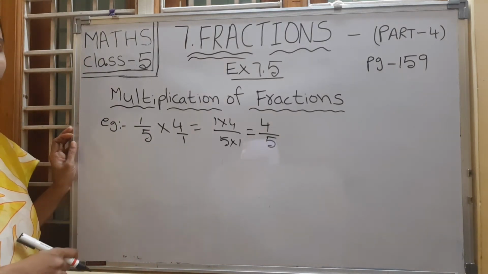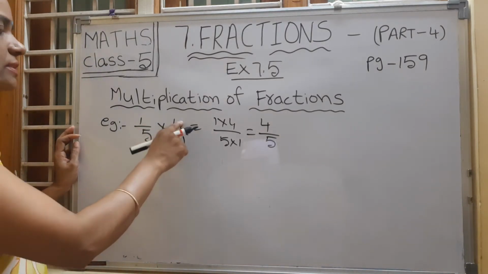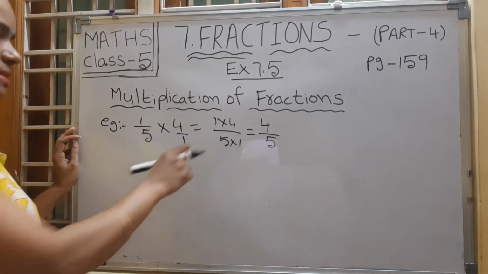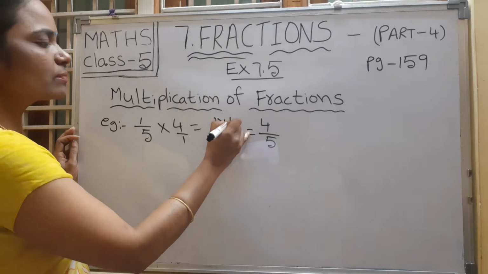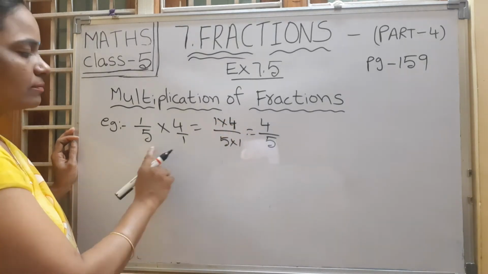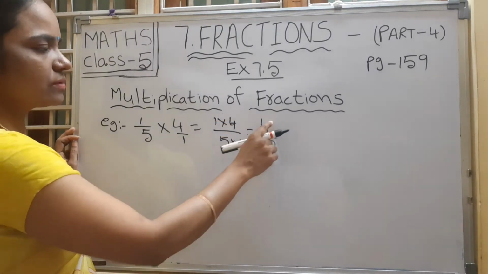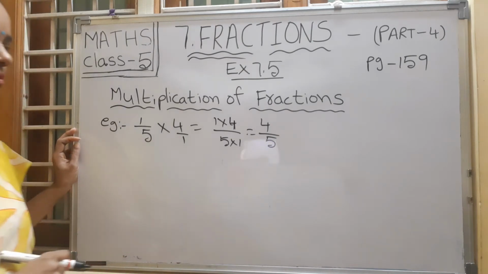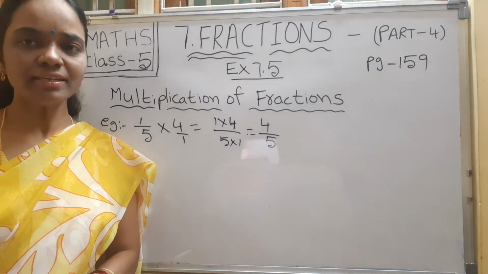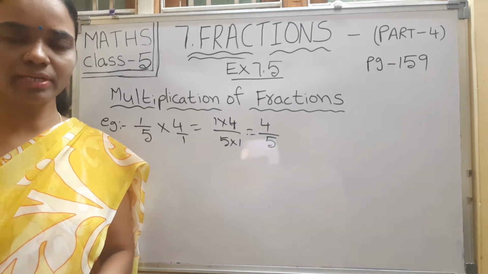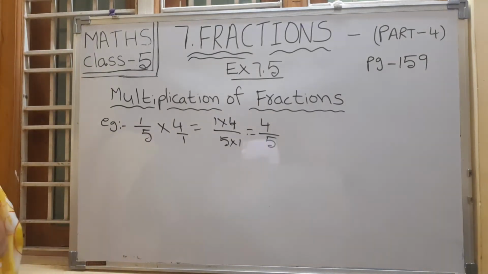So this is multiplication. 1 by 5 into 4 by 1 is equal to 1 into 4, multiply the numerators, by multiply the denominators, 5 into 1. 4 by 5 is the answer. In this way we will take multiplication. Now I am going to take our exercise problems, children, on multiplication of fractions.